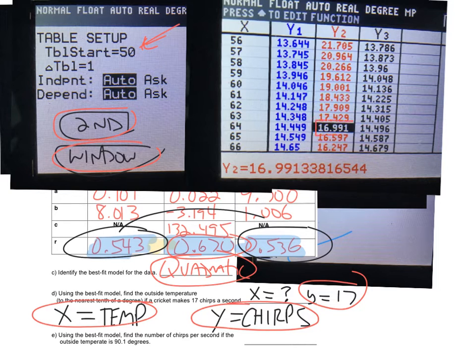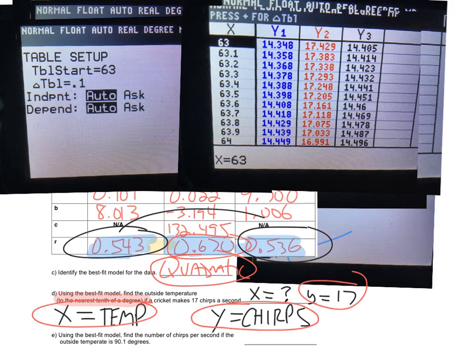And it looks like the closest value for when Y is 17, here, y is 16.991. So that corresponds to 64 degrees. But the question said, find your answer to the nearest tenth of a degree. Well, this is just 64 degrees. So now what I might have to do is go back to my table setup, second and window, start at 63 degrees, but since the question said to the nearest tenth of a degree, make your triangle table, your delta table, go up by 0.1. Then the temperatures will go up by 0.1 of a degree, and you can look to see what's your answer to the nearest tenth.